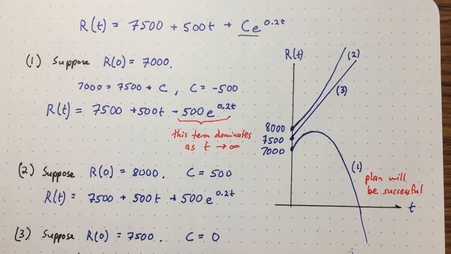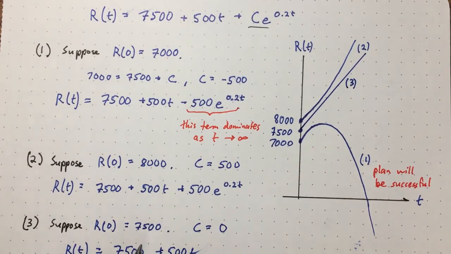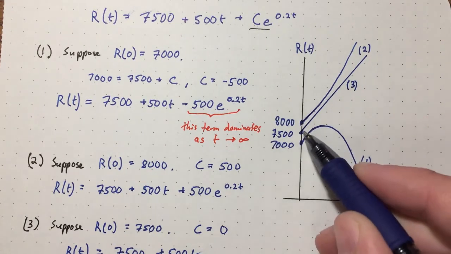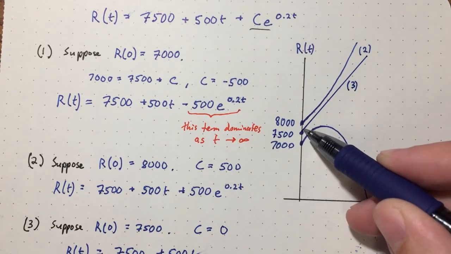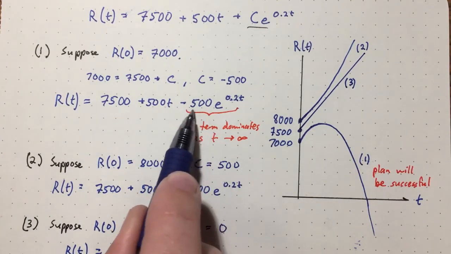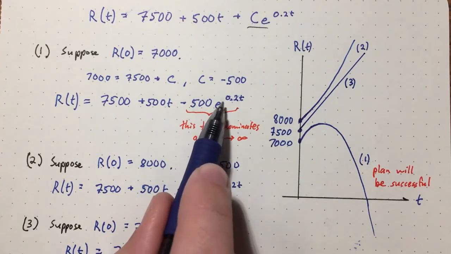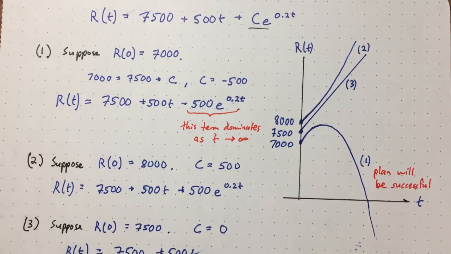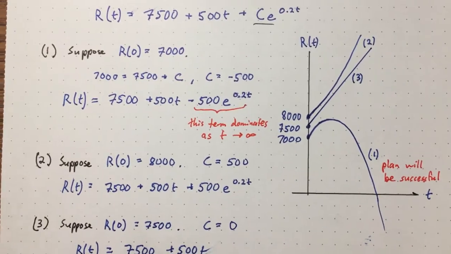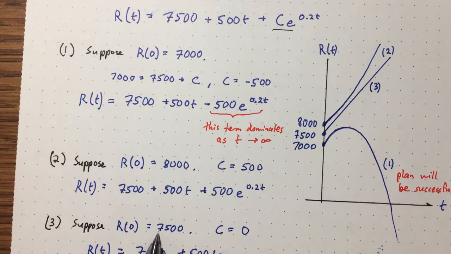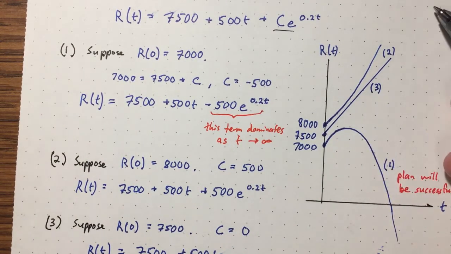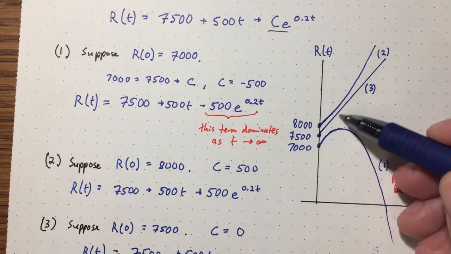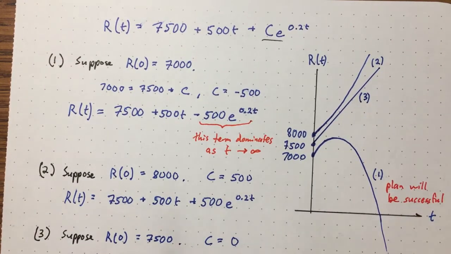And the crazy thing about this is if we actually have any less than this, so if we have 7,499, what will happen turns out we'll get something like this. We'll actually just get minus e to the 0.2t. And that will eventually dominate, but it might take a while. So it'll go down to 0, the population. But if we have 7,500, it's actually going to go up to infinity linearly. And if we have 7,501, that's going to go up to infinity exponentially.